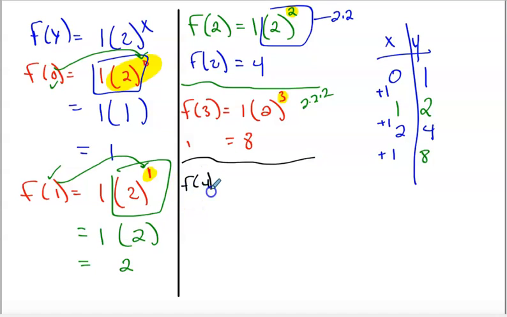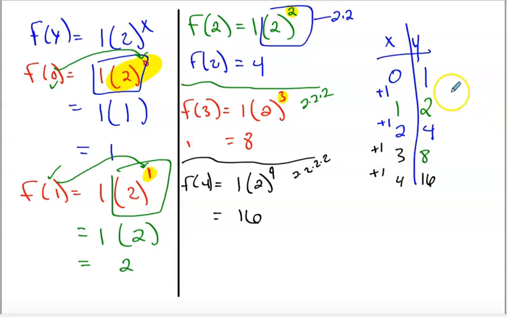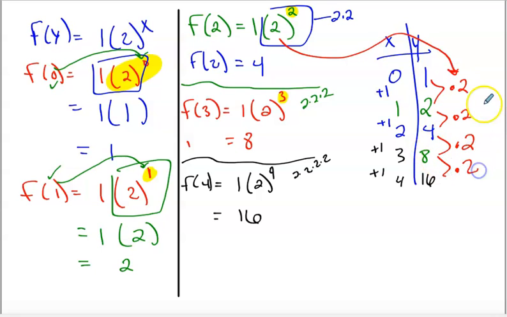F of 4 equals 1 times 2 to the fourth power, right? The 4 goes in for the exponent, which means 2 times 2, 4 times 2, 8 times 2, 16. 16 times 1 is 16. Amazing. So my x values are increasing by 1. Let me clean that up, make that look a little nicer. My x values are increasing by 1, right? Plus 1 each time. And my y values are being multiplied by 2 each time, which is where this growth factor comes into play, right? So this is times 2, and times 2, and times 2.